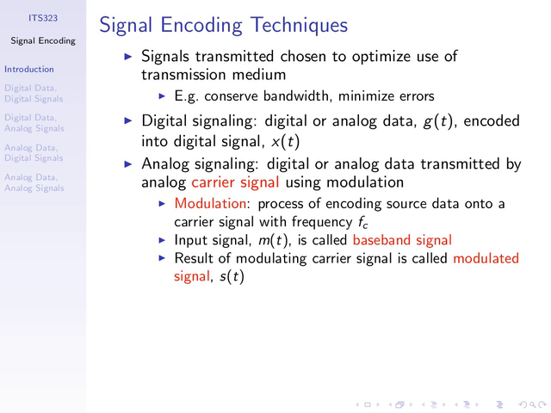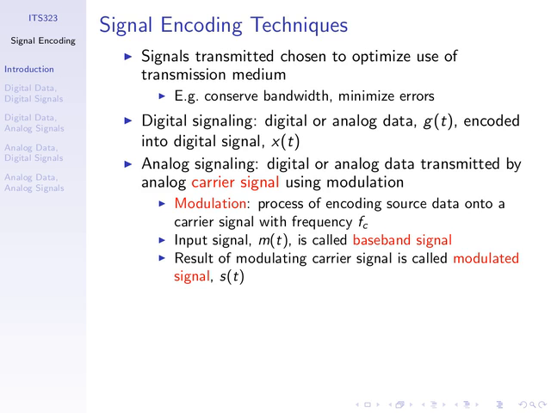We have digital signals and analog signals that can be transmitted. So with digital signaling, we can transmit either digital or analog data, and that's encoded into a digital signal. We'll talk about the different encoding techniques in this topic. We can sometimes represent them as some equation. The data, some data g as a function of time, and we create a signal, some function x, as a function of time.